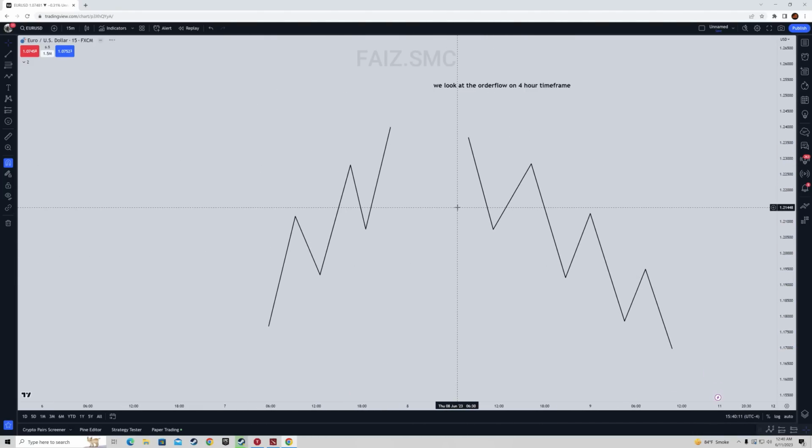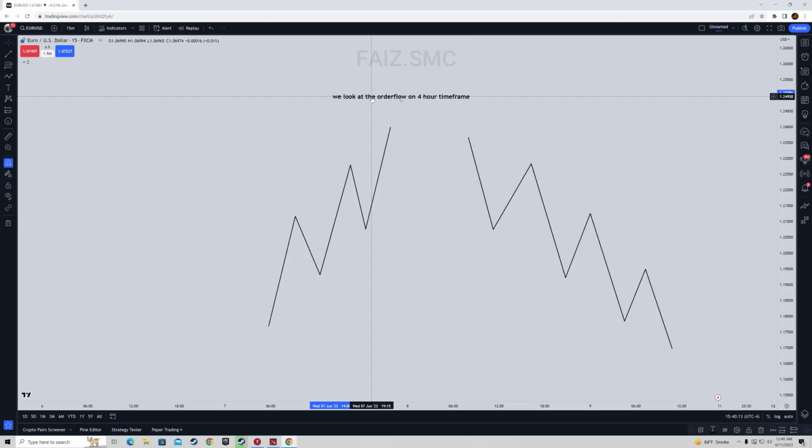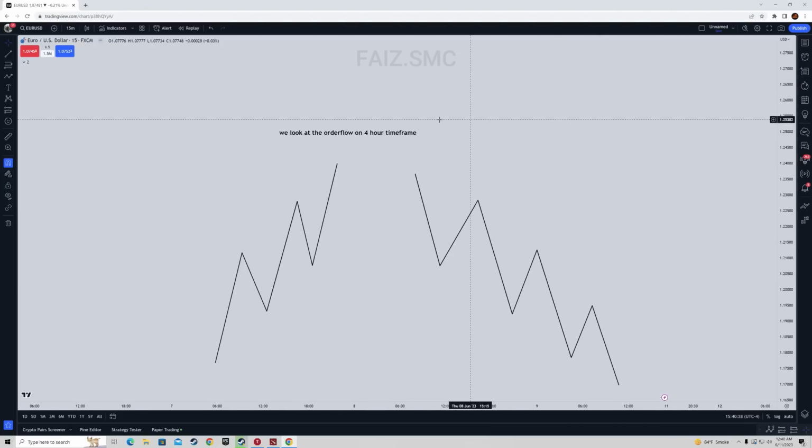Okay, so you don't have to be right all the time. You just have to look at the chart. You don't have to do anything else. Just look where the price is going. Is it going up or is it going down? Okay, and then that is your narrative. Then you have to trade in that direction. So we look at the order flow on the 4-hour time frame.